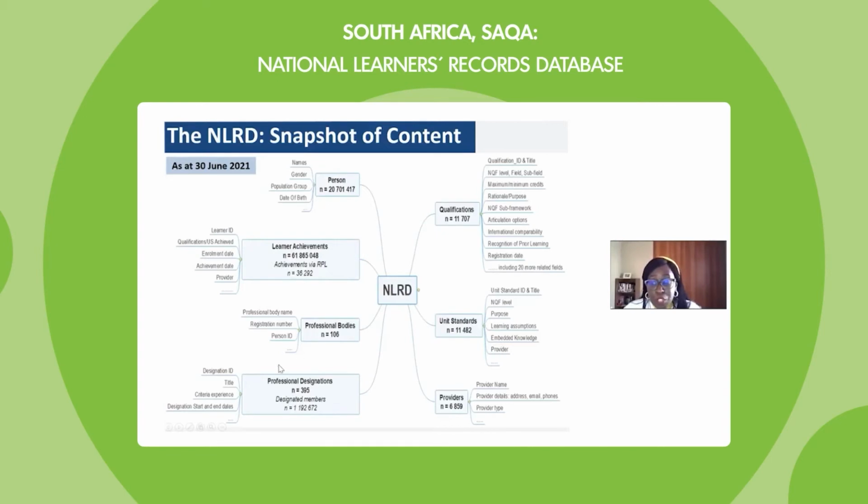In terms of professional bodies, there are 106 recognized professional bodies that have 395 designations and over 1 million designated members. There are also over 6,000 providers that are recorded on this database.